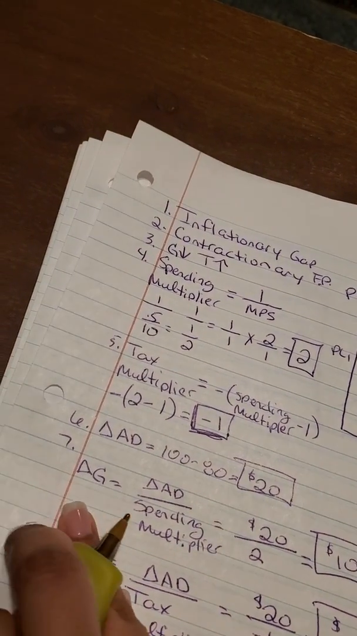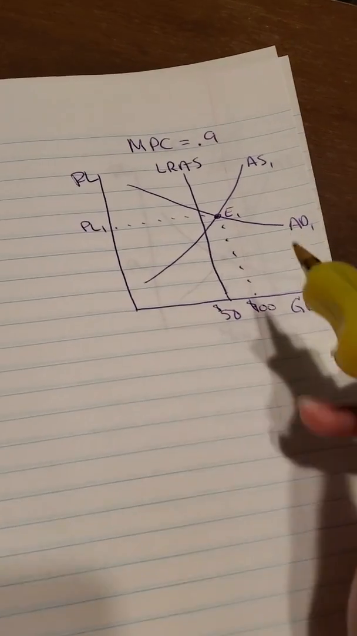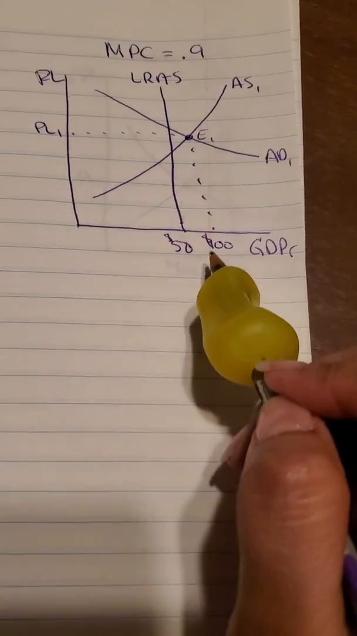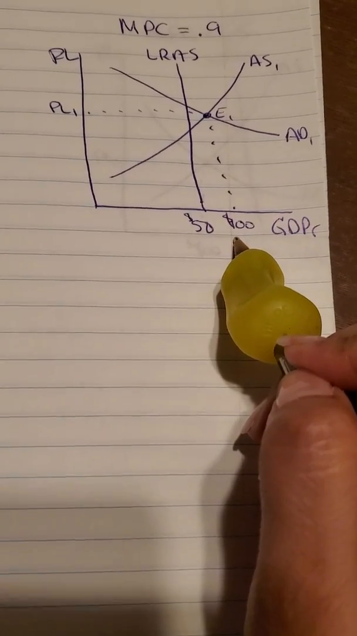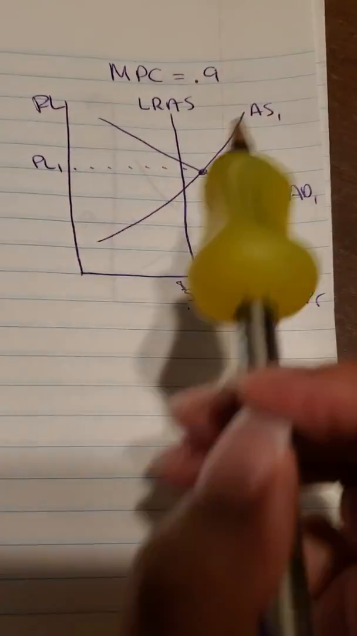Let's do another one. Okay, so this time we got an MPC of 0.9. We are currently at $100 billion and we need to be at $50 billion. So what kind of gap is this? It's an inflationary gap.